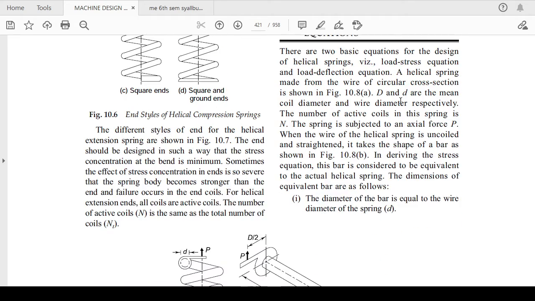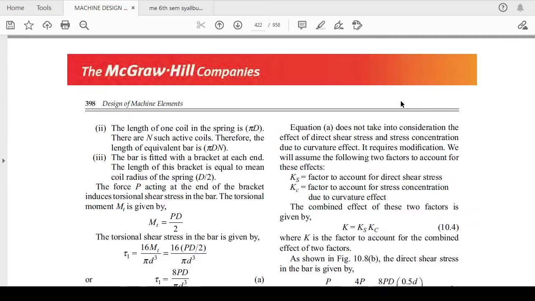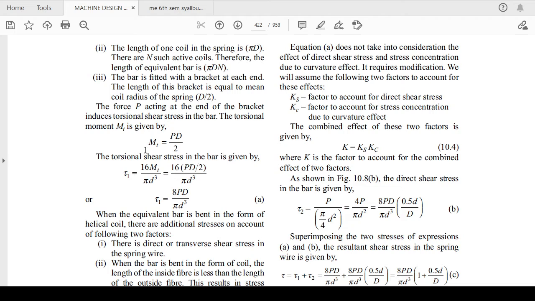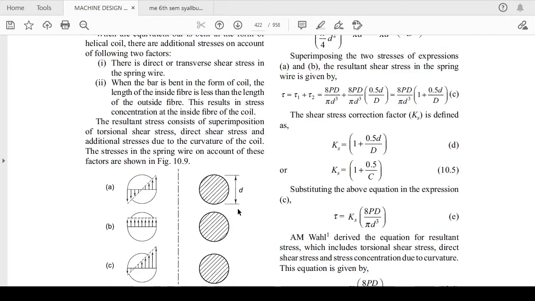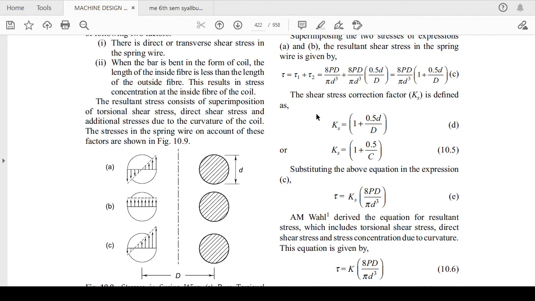Styles and different kinds of ends are there in the springs. I am not going into detail of that. And these particular formulas you have studied in your previous syllabus, that tau or shear stress will be equals to 8PD upon pi d cube. And similarly you can also have some shear stress factor Ks over here.